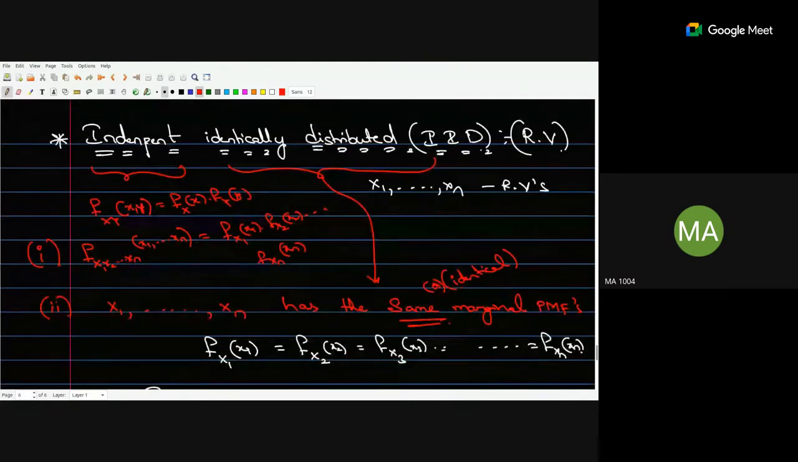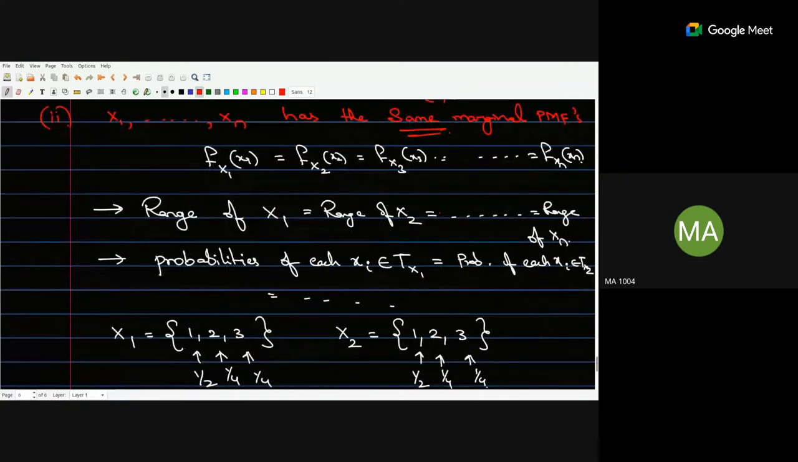The first condition is independence. The second condition is having identical marginal PMFs. Having identical marginal PMFs means the ranges should be the same for each of the random variables. Also, the corresponding probabilities should be the same for each of the random variables. Should we call it range or should we call it value? Range means all the values also. Yeah, value. Okay.